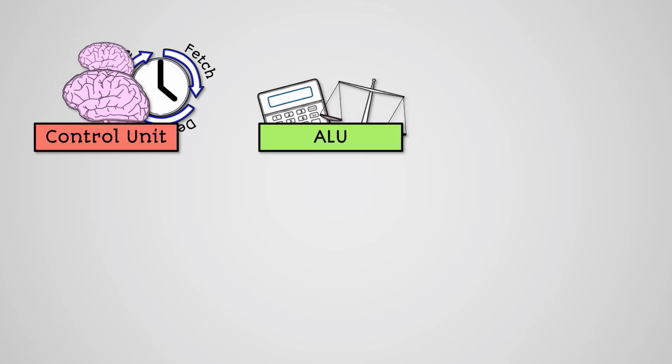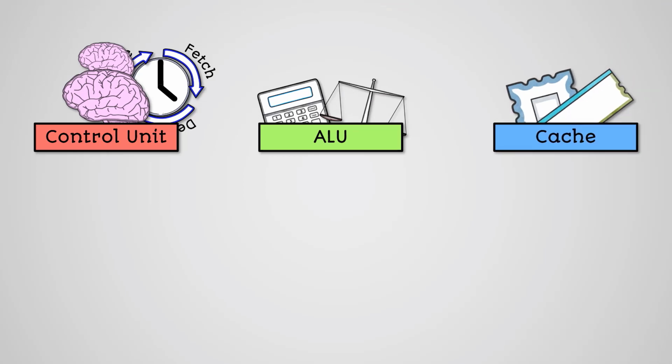So, the control unit is the brain within the CPU. It makes sure instructions are executed in the right order, manages the clock, and decodes instructions. The ALU deals with all mathematical and logical operations. Cache memory is a small amount of fast memory located on the CPU. It helps to deal with bottlenecks caused by the slow passing of instructions from main memory.